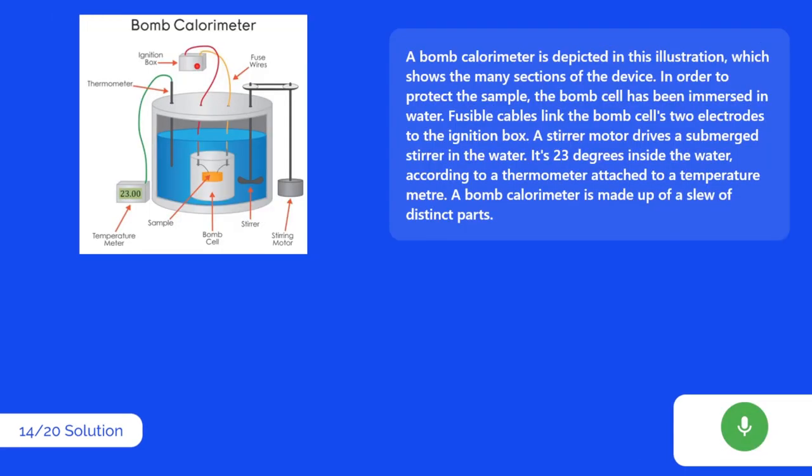A bomb calorimeter is depicted in this illustration, which shows the many sections of the device. The bomb cell has been immersed in water in order to protect the sample. Fusible cables link the bomb cell's two electrodes to the ignition box. A stirrer motor drives a submerged stirrer in the water. It's 23 degrees inside the water, according to a thermometer attached to a temperature meter. A bomb calorimeter is made up of a slew of distinct parts.